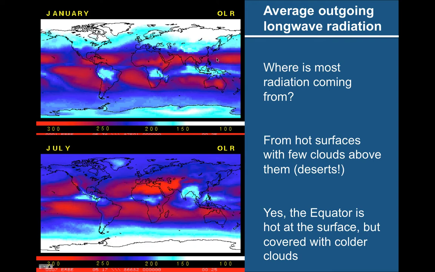Instead, a lot of Earth's radiation is escaping from the subtropics, which are relatively hot but also relatively dry with little clouds. Therefore, that hot surface has a better chance of emitting a lot of its radiation towards space.